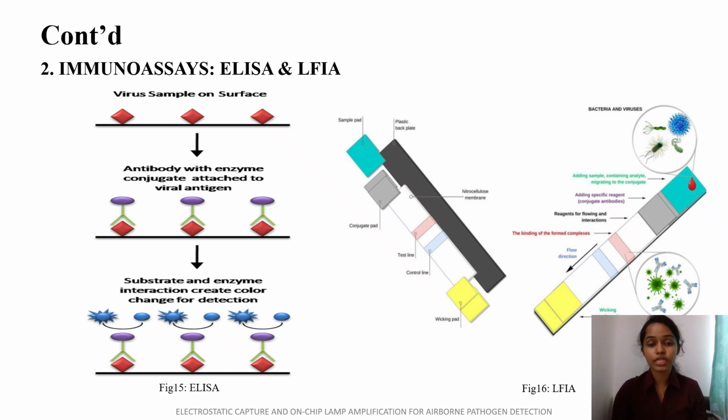Next one is immunoassays. It consists of ELISA and LFIA. ELISA is enzyme-linked immunosorbent assay, and LFIA is lateral flow immunoassay. Immunoassays are lab-based tests using specific binding between the antigen and the antibody to detect the pathogens. If a pathogen is present in a sample, it binds the matching antibody. Their binding is made visible through color change, fluorescence, or a signal.